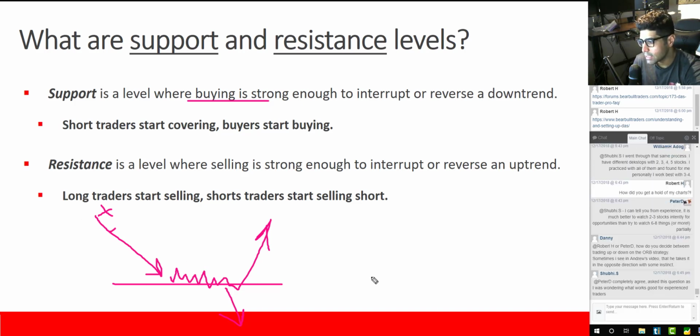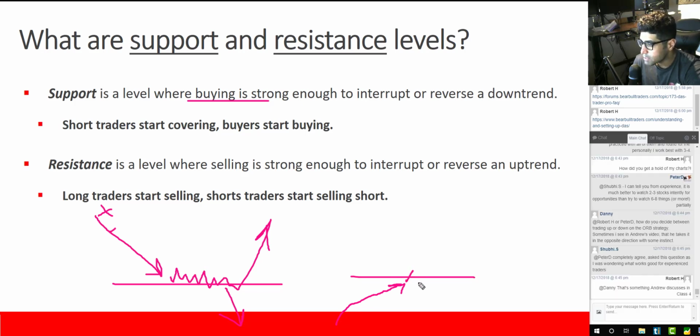Resistance is the same line if the price comes from the other direction. Resistance is the price where sellers and short sellers jump in and dump their position. The price might hold a little bit, it might bounce, or it might crack that and go higher. But that's the moment where the balance of power changes between buyers and sellers.